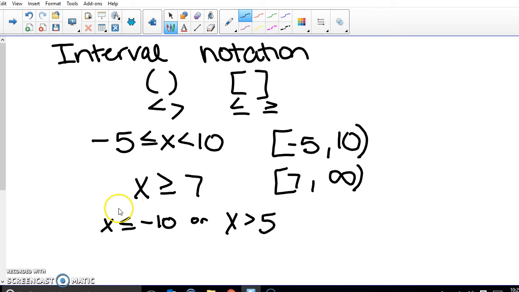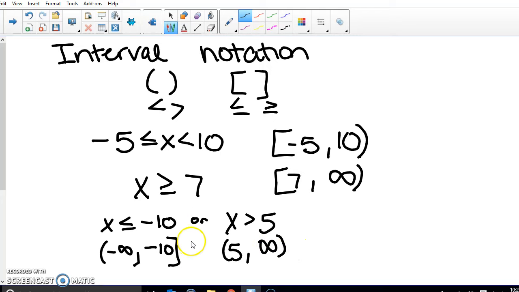So setting this up, I'm going to have a part for this piece and this piece. So x is less than negative 10, so I can have all of my negative values. So I'll have negative infinity up until negative 10, and since this is less than or equal to, I'm going to have a bracket. And then for my x is greater than 5, my lowest point is 5. That's going to be a parenthesis because I'm not including the actual point of 5. And I'm going to go on to positive infinity.